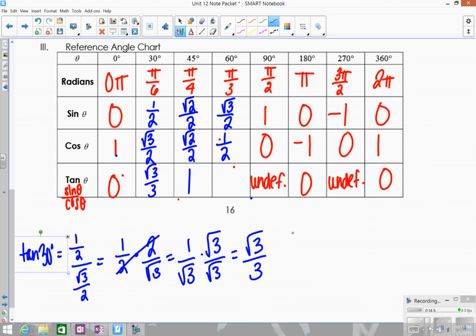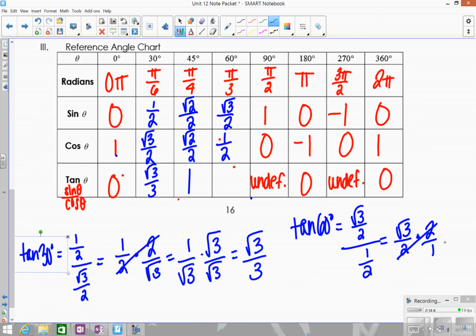And then this other one here, tan of 60, we have radical 3 over 2 divided by 1/2. So this is keep, change, flip. Those cancel. We're left with just the square root of 3. Square root of 3 over 1, which is just the square root of 3.